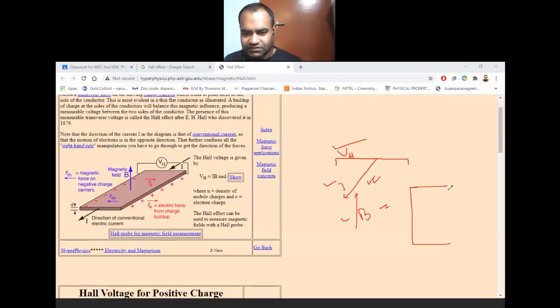Maybe I can draw this specimen in another way. This is the current, and the Hall voltage will be across this specimen, across the width. I may write it as VH, perpendicular to the current. So that is also one aspect of this Hall voltage.